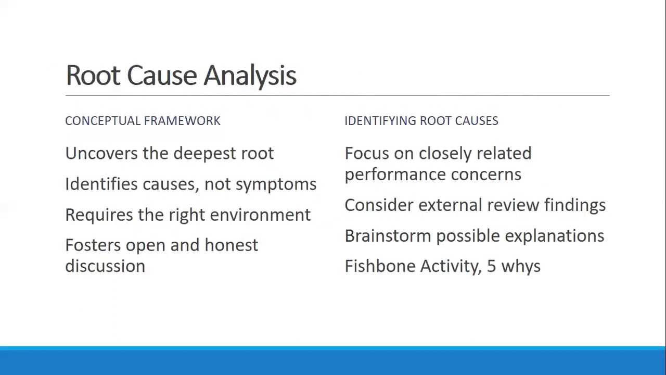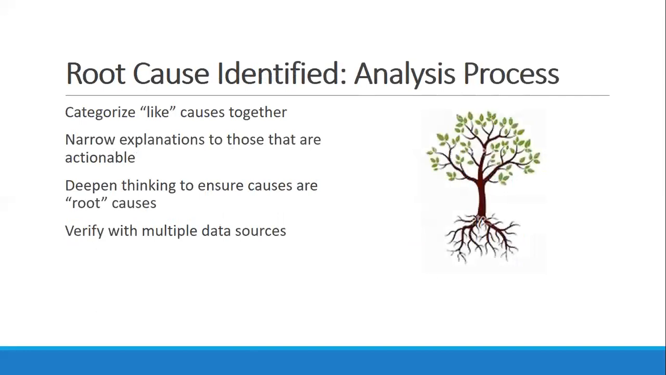To identify your root causes, focus closely on related performance concerns. Consider external review findings, like your report card, and brainstorm possible explanations. This is the process you will follow to analyze all of your root causes after you have identified them.